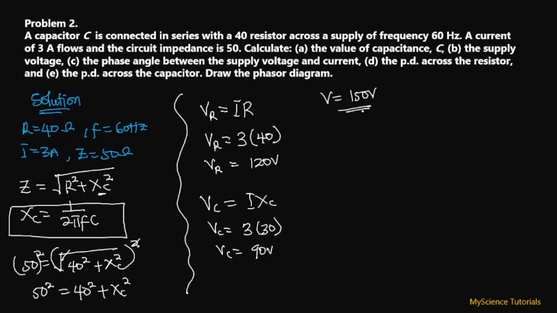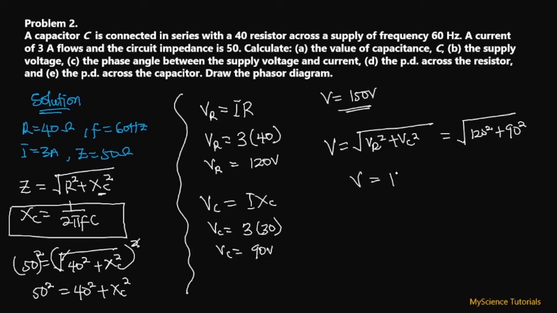So if that is the case, let's see whether the phasor sum of VR and VC will give us 150. We know that V is equal to the root of VR squared plus VC squared. So the root of 120 squared plus 90 squared. Let's compute this in our calculators and see whether we get V equal to 150 volts. If we get 150, it means that this is correct and this is also correct.